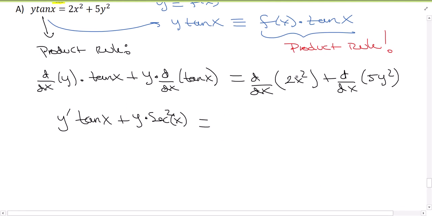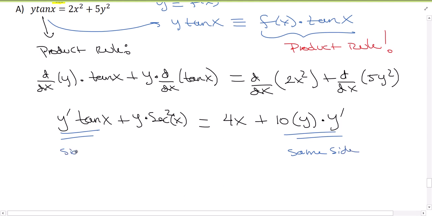Equals the derivative of 2x squared with respect to x, so that will just be 4x plus, now here remember y is f of x, so this is like saying 5 times f of x quantity squared, so we need the chain rule there, so that will be 10y to the first times the derivative of y with respect to x, so times y prime. So I need to get everything that has a y prime on the same side.